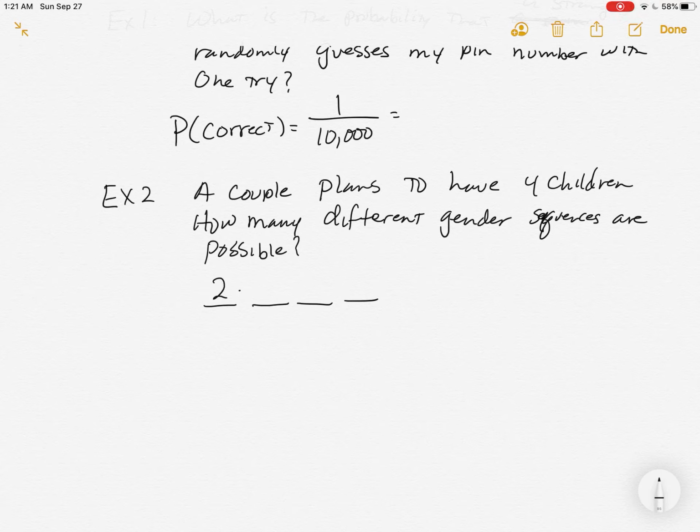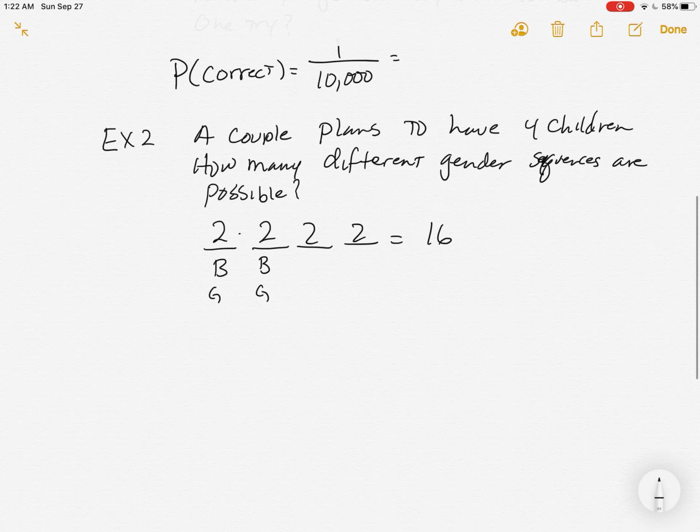There's 2 ways to get the first child. What are those 2 ways? A boy, girl. 2 ways to get the second, boy, girl. 2 and 2. And so you get 2 times 2 times 2 times 2 for 16 different ways. And if you remember, you listed out those 16 different ways.